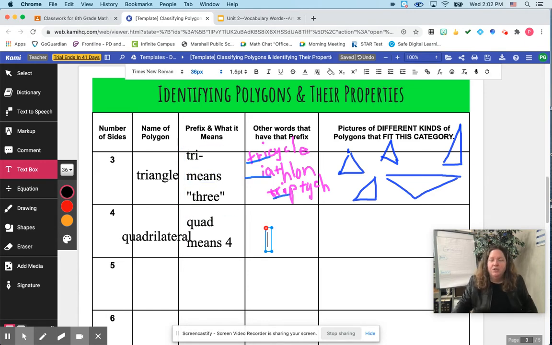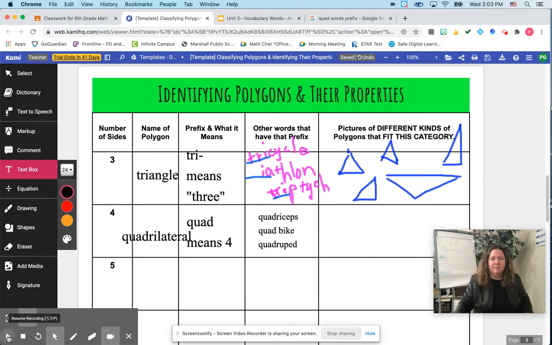Now, what other words have that same prefix? Start with the word quad. Pause the video, write in your answers, then come back and see if we agree, or if you thought of ones I didn't, or if I thought of ones you didn't. All right, what did you come up with?